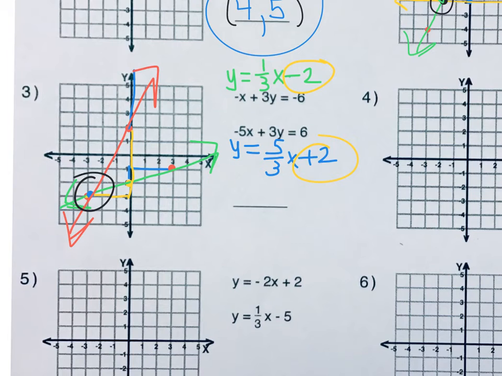And there's our solution. Let me darken that spot right there. Okay, so now we write our ordered pair. Our ordered pair is back 3 and down 3, so -3, 3.